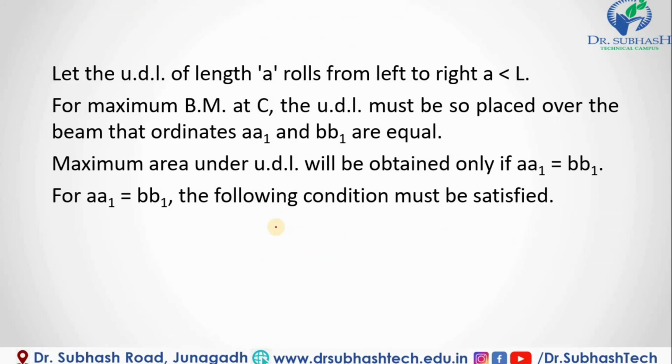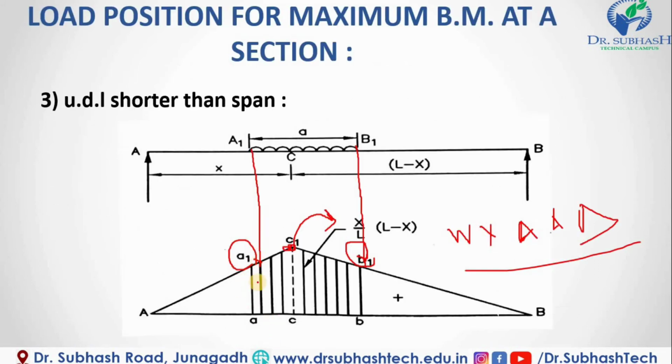So what should be done? Let the UDL of length a roll from left to right, but a should be less than L, and that's why it is called shorter than span. So for the maximum bending moment at C, the UDL must be so placed over the beam that the ordinates AA1 and BB1 are equal.